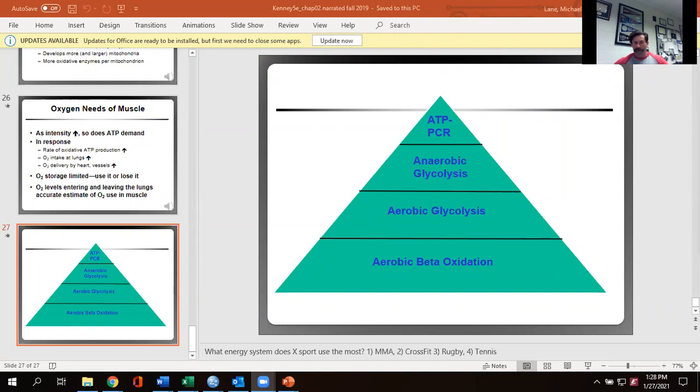So what questions do you guys have about chapters 1 and 2, from how muscle contracts to muscle fiber types, how we've got those hybrid fibers, so on and so forth? Any questions there? Any questions about the energy systems inside of the cells and how they work?